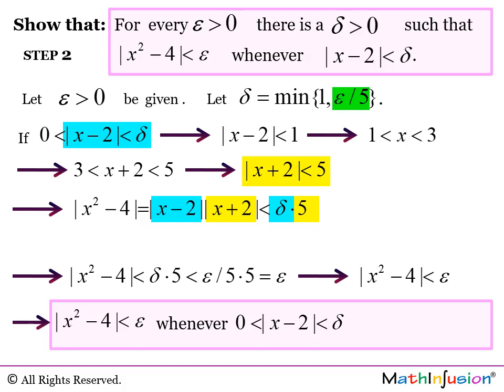Again, as we did before, step 2 is just going backward on step 1, because in step 1 we go and see what we want to get, and for this we find the delta. Now when we have the delta, we have to go back and show that indeed the absolute value of, in this case, x to the power of 2 minus 4 is less than epsilon. And obviously, when we show that, by the definition of the limit, we get that the limit of x to the power of 2 when x approaches 2 equals 4.